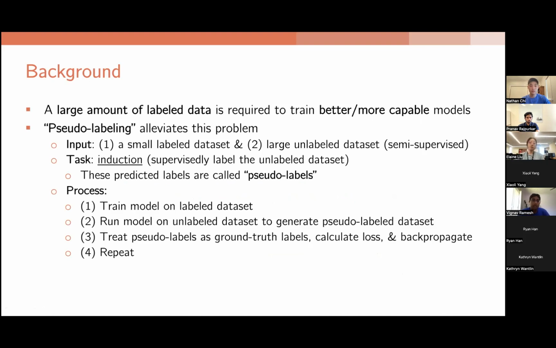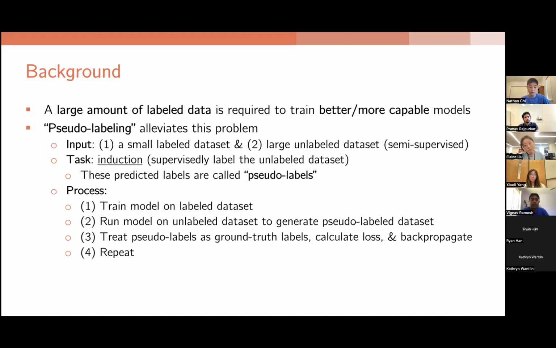Given a small labeled dataset and a large unlabeled dataset as input, the pseudo-labeling task is one of induction. That is, the goal is to obtain supervision signals from the labeled dataset in order to generate predicted labels, which are called pseudo-labels, for the unlabeled dataset.